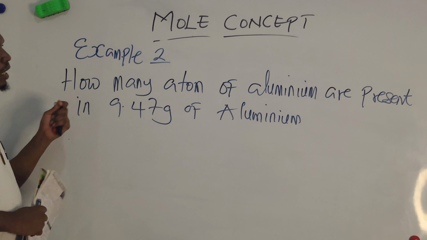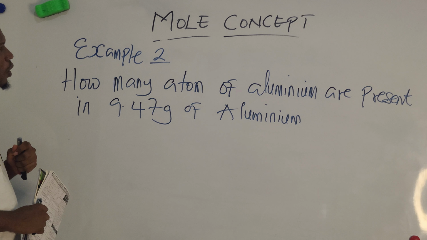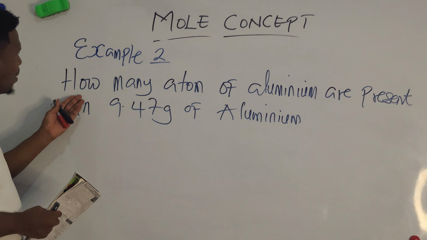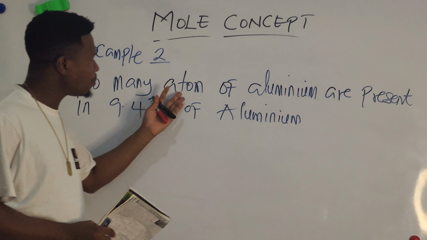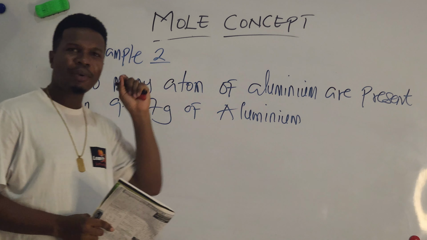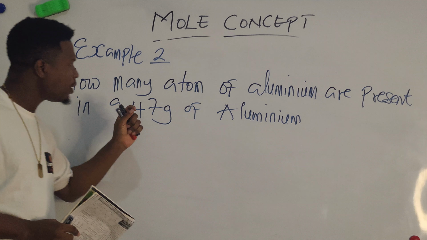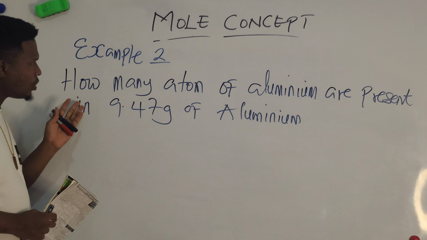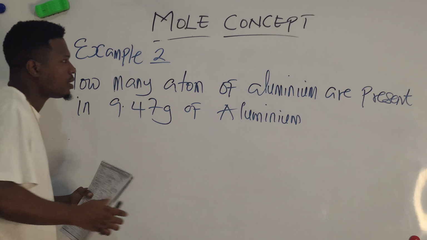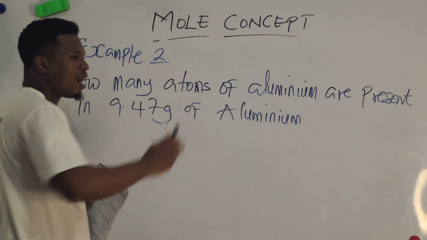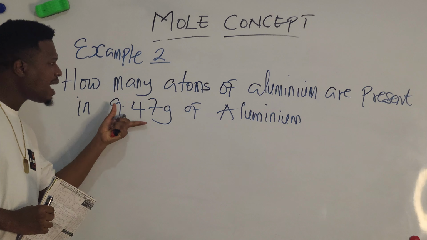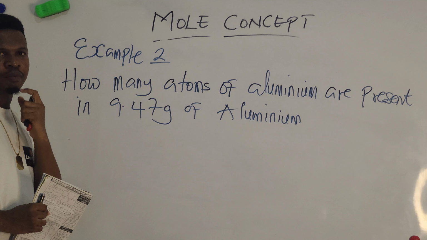Now, take a look at another example on mole concept. For this, we are asked how many moles of atom of aluminium are present in 9.47 grams of aluminium. Look at the question. How many atoms of aluminium are present in 9.47 grams of aluminium?